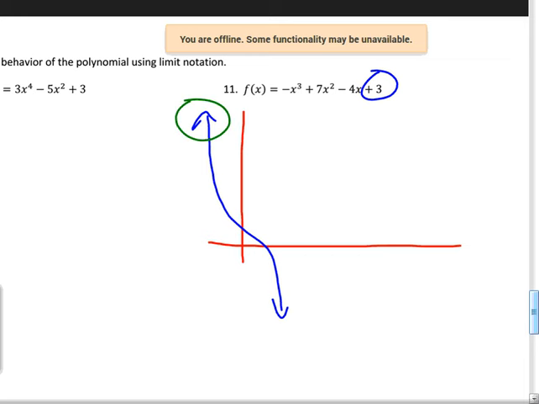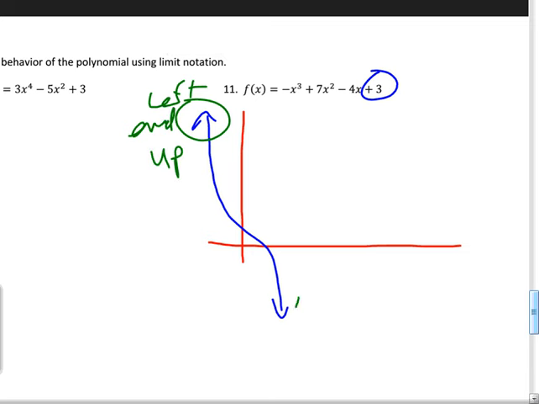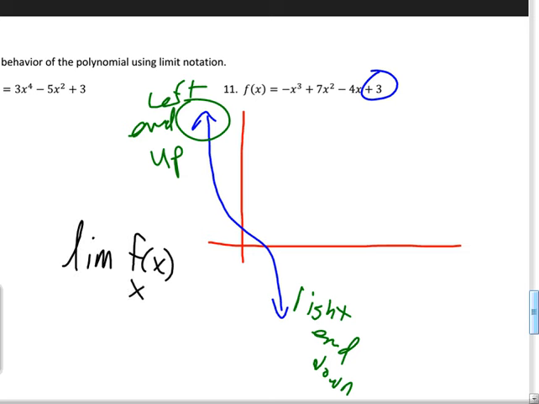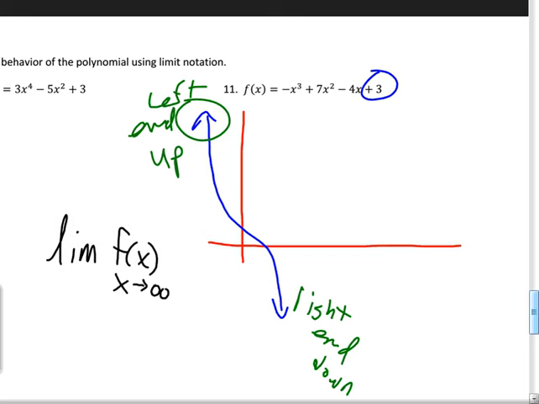This is the left end, and it's up. This is the right end, and it's down. The way to write that with limit notation is this. The limit of this function as x approaches infinity. I should put that x approaches infinity over here. That is the right end limit, and I just haven't said what it is yet.